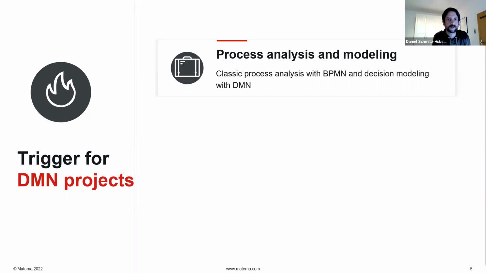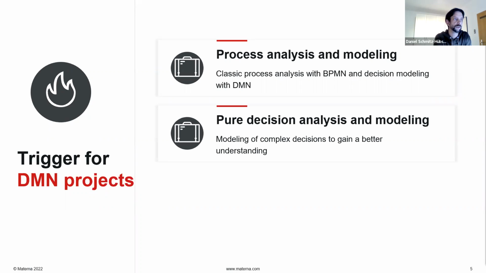Then, in my opinion, the more interesting projects are those where you analyze really one decision. Our customers have large governance regulators and so on, and there's mostly one question that has to be answered, which is quite complex because there are many rules they have to take care of. There we do real single decision analysis and modeling using DMN. From my point of view, that's the project where DMN has the best advantages and can be really, really helpful.